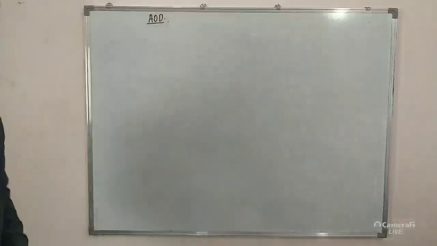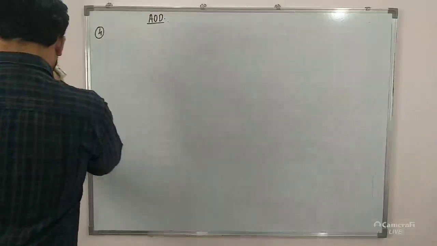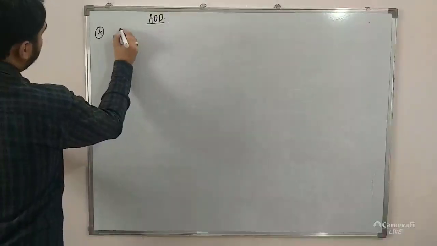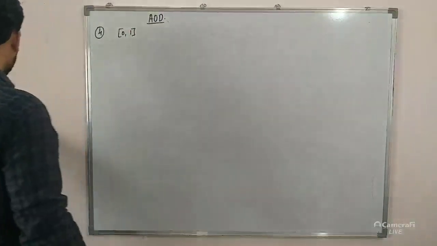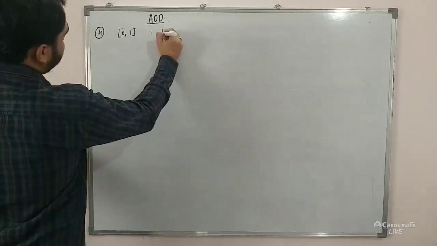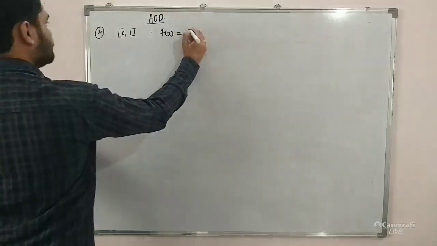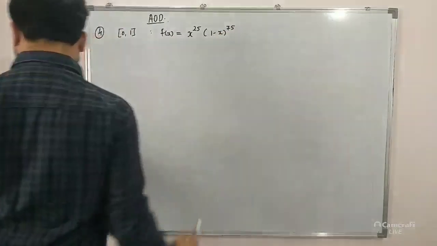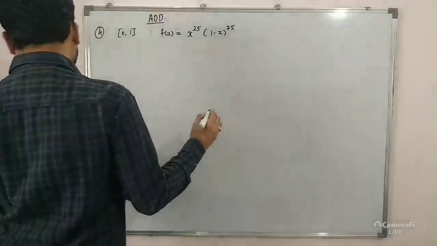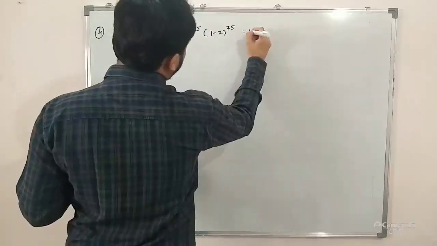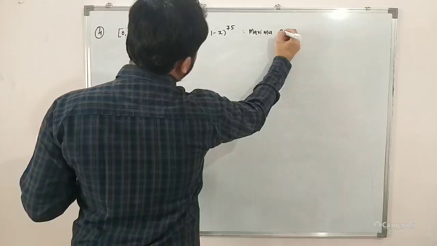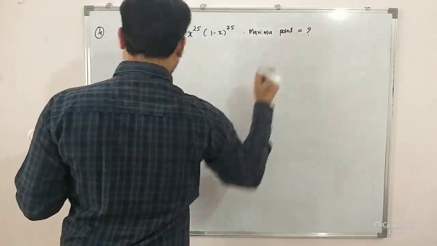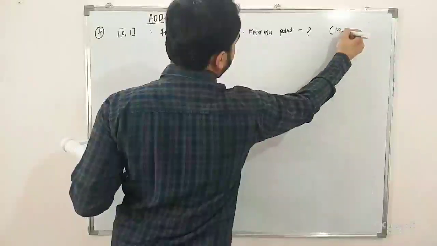Question is problem number 4. On the interval 0 to 1, the function f of x is given, and it is x raised to 25 into (1 minus x) to the power 75, and it takes its maximum value at the point. So we want to find the maxima point, right? Maxima point is equal to question mark, and this is a question from IIT 1995.